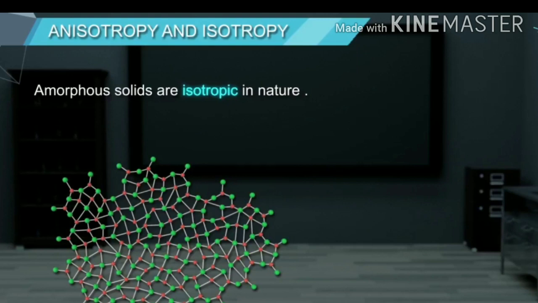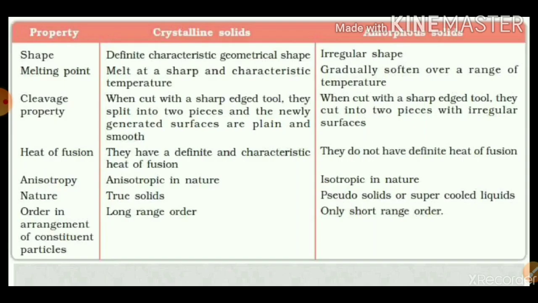Now let's move to the next topic, nature. Crystalline solids are also known as true solids, that is, they follow all the characteristics of solids. Whereas amorphous solids are called pseudo solids. What do you mean by pseudo solid? Pseudo means fake. That means amorphous solids don't follow all the characteristics of solids.